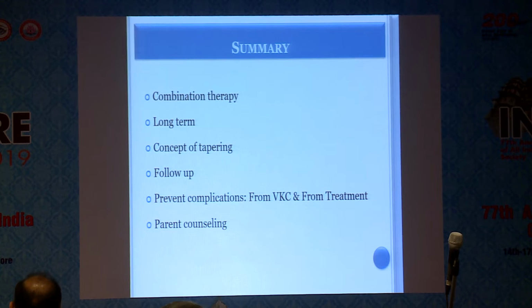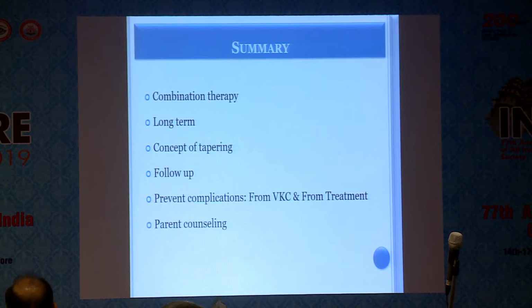Tapering should be done very carefully in steroid. If you are putting it 4 times a day, reduce it to 3, then reduce to 2, then put it once a day, then put on alternate days. So you have to do a very slow tapering of steroid, otherwise rebound is very commonly seen in these cases.